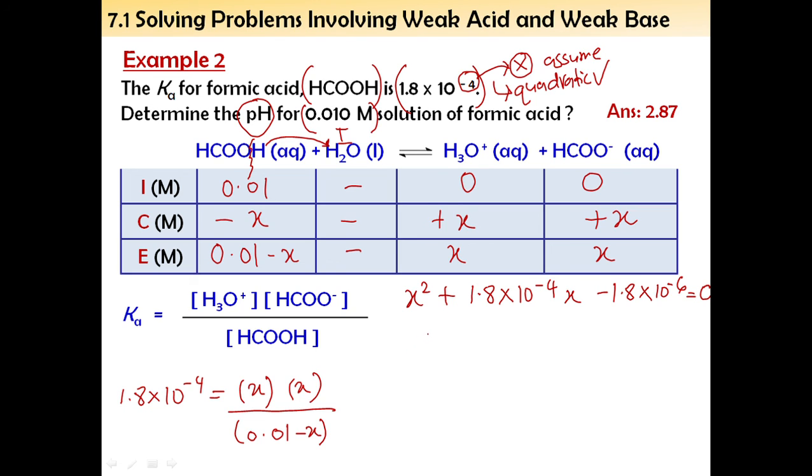So, kita akan dapat dua nilai X. X yang pertama sepatutnya awak dapat 1.25 times 10 to the power of negative 3. Yang lagi satu, negative 1.4347 times 10 to the power of negative 3. Okay, so satu awak dapat negative.